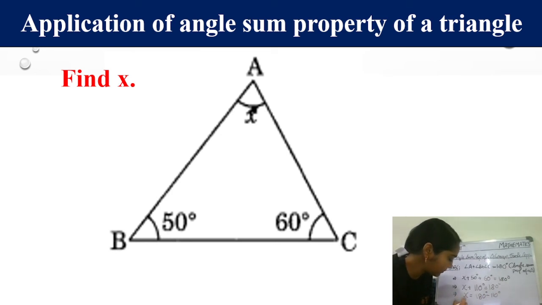So you can subtract 110 from 180, but you will get, very good, you will get 70 degree. So what is the value of x you are getting? Yes, we are getting x as 70 degree.